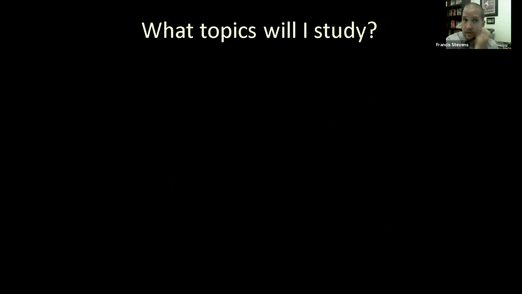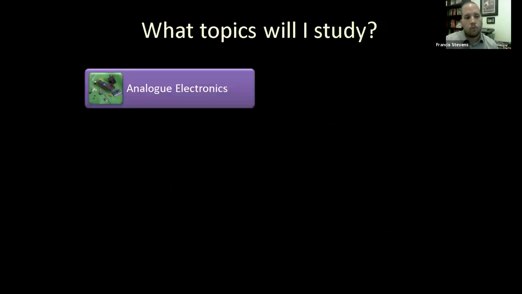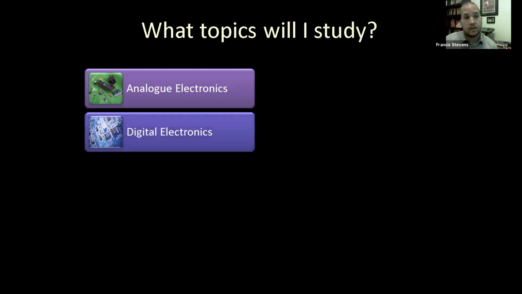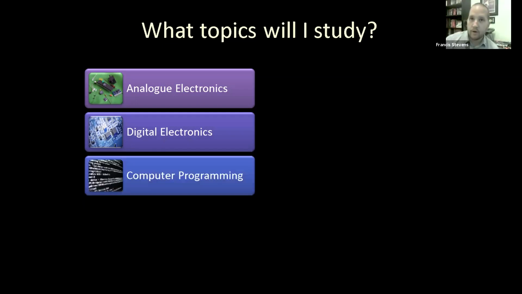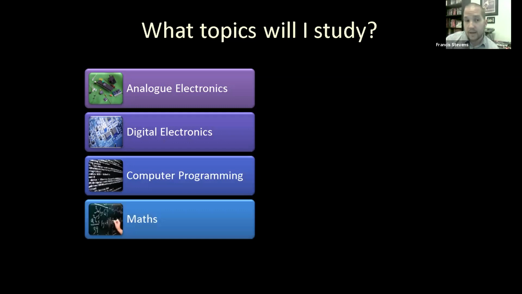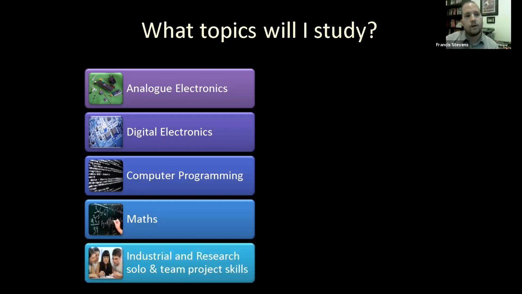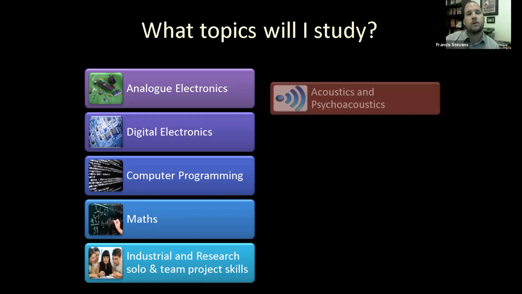Okay, so if we just look at what topics there are, we're going to see here the topics that are covered by all of our engineering degrees and the ones which are specific to music technology. So there's analog and digital electronics, designing, constructing and testing circuitry, and computer programming in various languages. Maths is naturally crucial to underpinning basically everything that we do. Throughout each year, there are individual and group projects which allow students to develop research and team working skills.